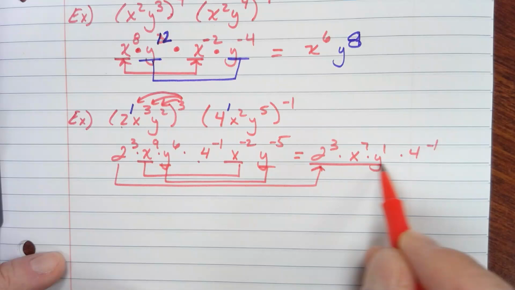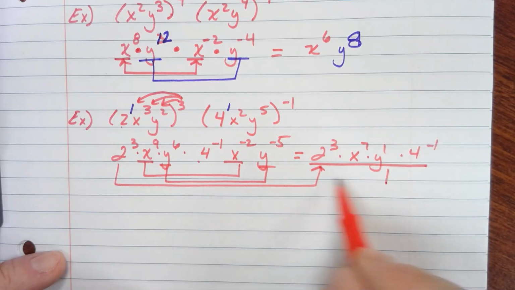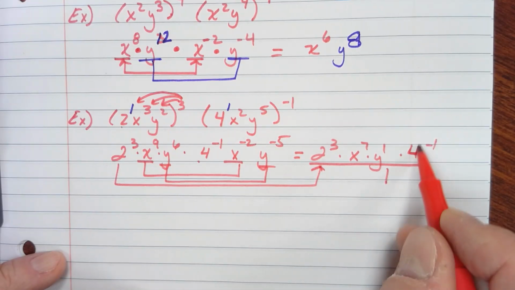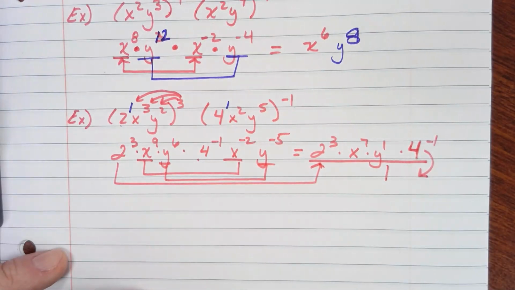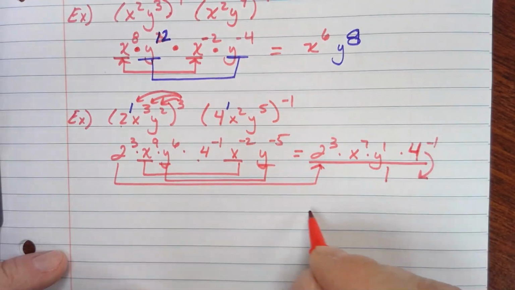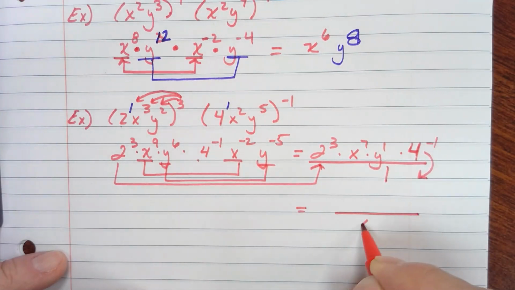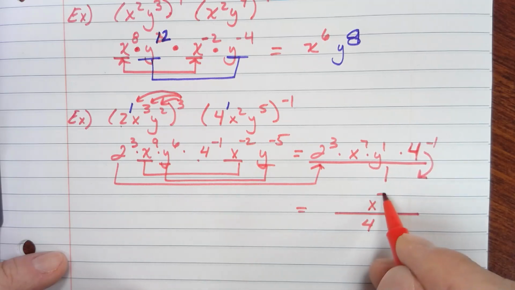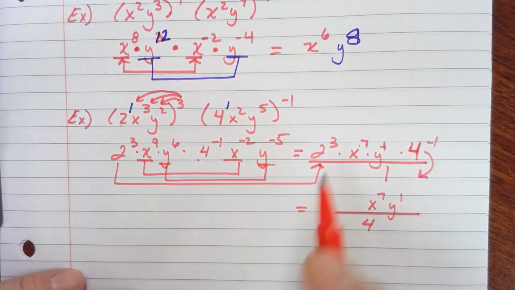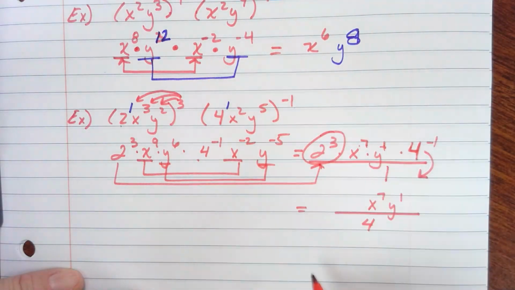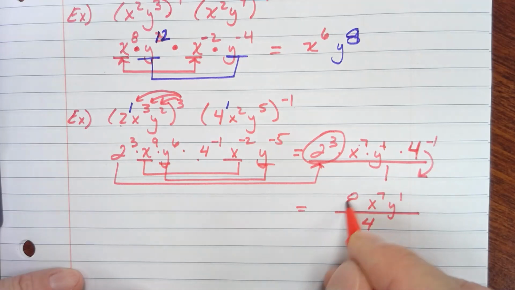Any number is itself over 1, so that allows me to move this to the denominator. Does that make sense? X to the 7th and y to the 1st stay in the numerator because they have positive exponents. And 2 cubed is the same as 8.